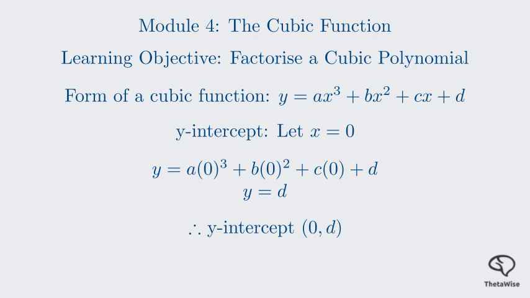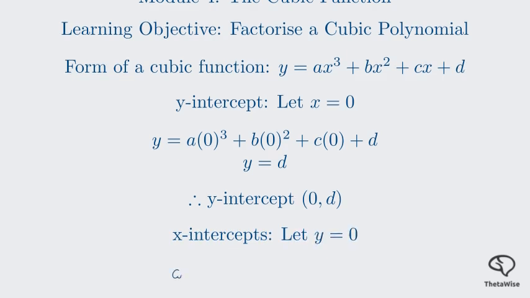Finding the x-intercepts is more complex. These are the points where the graph crosses the x-axis, which means y equals 0. This leads us to the equation ax cubed plus bx squared plus cx plus d equals 0. Solving this equation is how we find the x-intercepts. A cubic equation can have 3, 2, or even just one real root, which correspond to the number of x-intercepts.